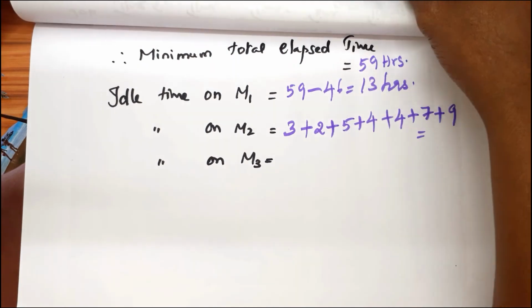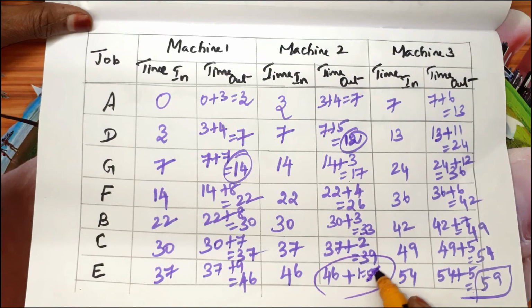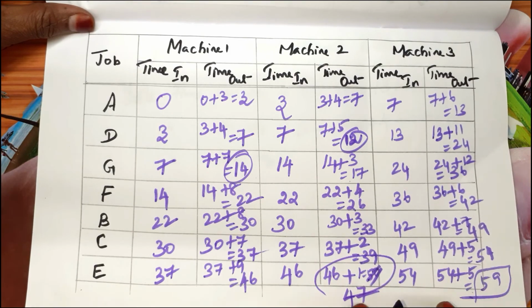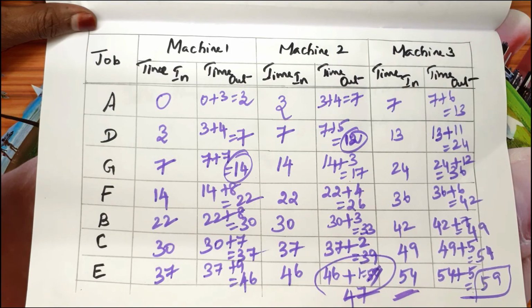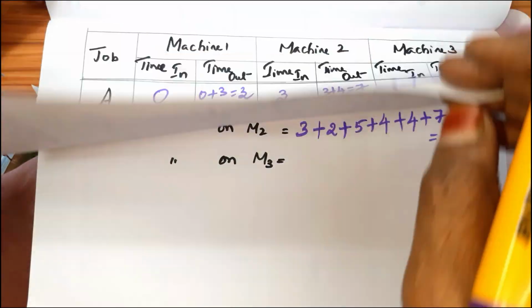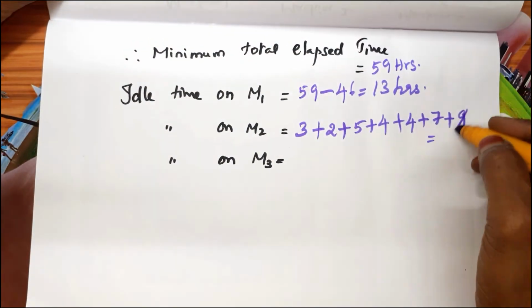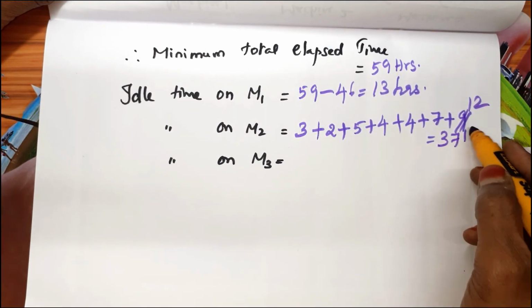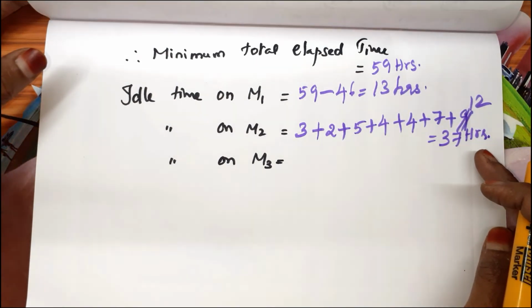There is a mistake in the last value here. I have taken 46 plus 1 as 50. It is not 50, it is 47. Okay, so 46 plus 1, it is 47. 54, 47, 54 is the maximum. So no change in this value. Only in the addition I have taken wrongly. So 47 it gets over. So 59 minus 47. The difference is 12, not 9. So on the whole, the final total is 37 hours. 37 is the idle time for machine 2.